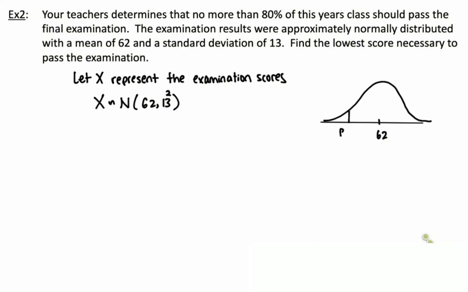Here is a useful diagram to illustrate the situation. Our normal curve is here. We know the mean score is 62, and somewhere to the left of 62 is a passing score. The area under the curve to the right of the passing score represents 80% of all the scorers. So we're asked to find a value of k such that when x is greater than or equal to k, the probability or the area under the curve is 0.8.